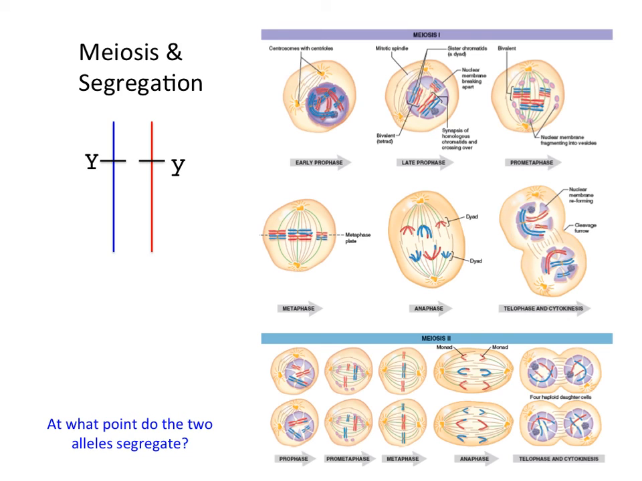Monohybrid cross. So this is a monohybrid cross. We're making hybrid individuals. We're just looking at 1 gene, in this case the Y gene. When we do a dihybrid cross, we're looking at 2 genes, Mendel's second law, then things go a little bit crazier.